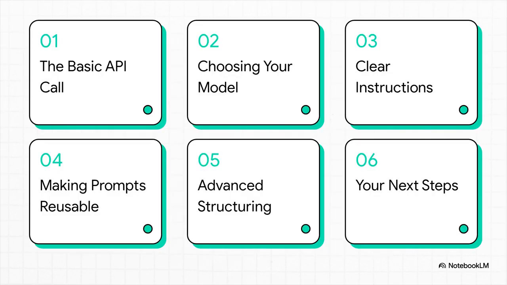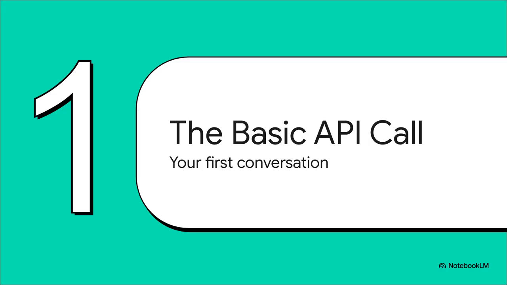So here's our game plan. We're going to start with the absolute basics, then build up layer by layer. We'll cover picking the right model, giving commands that the AI actually listens to, and then we'll get into some really cool advanced techniques to make your work powerful and way more efficient. First things first, let's make our very first API call.